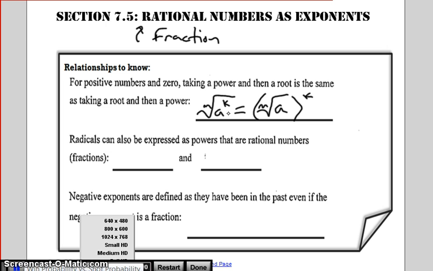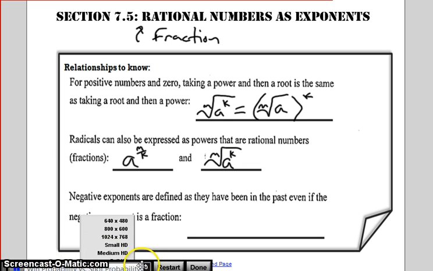Also want to remember that radicals can be expressed as powers that are rational numbers. So fractions, so maybe we have it as a to the m over k, and that's the same thing as the mth root of a to the k.